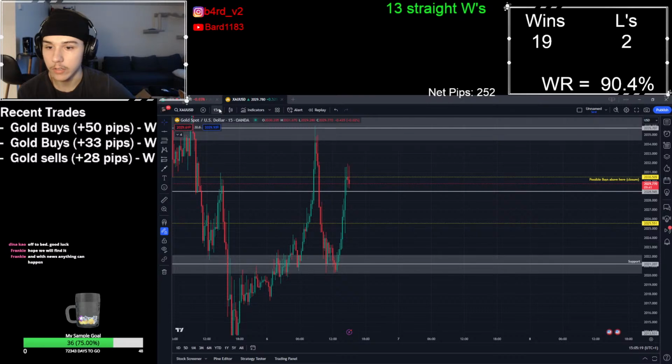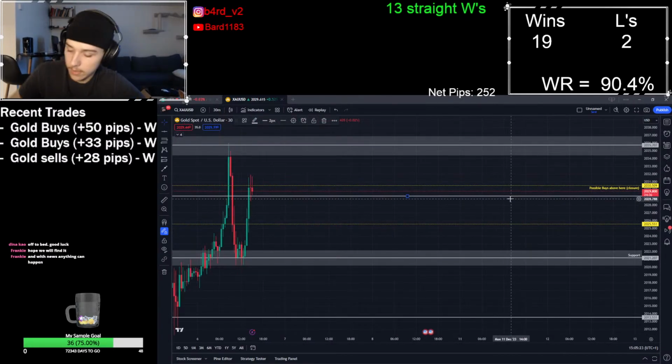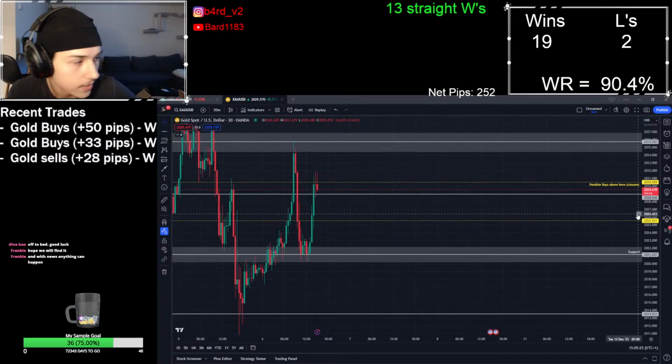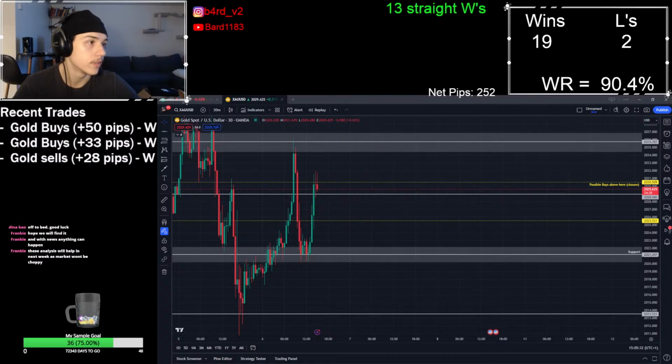So looks like we're about to come down here. Let's see. Can we get a closure below 28? This analysis will happen next week, as markets won't be as choppy. True. Very true.